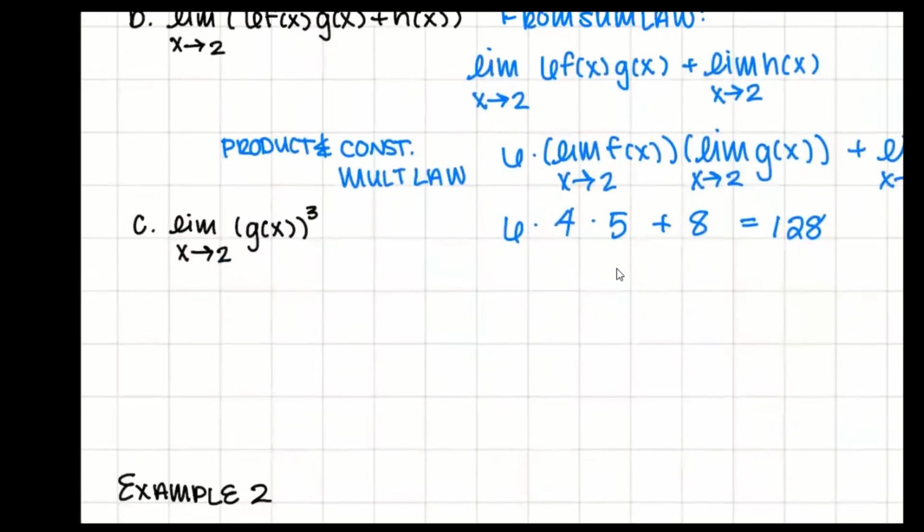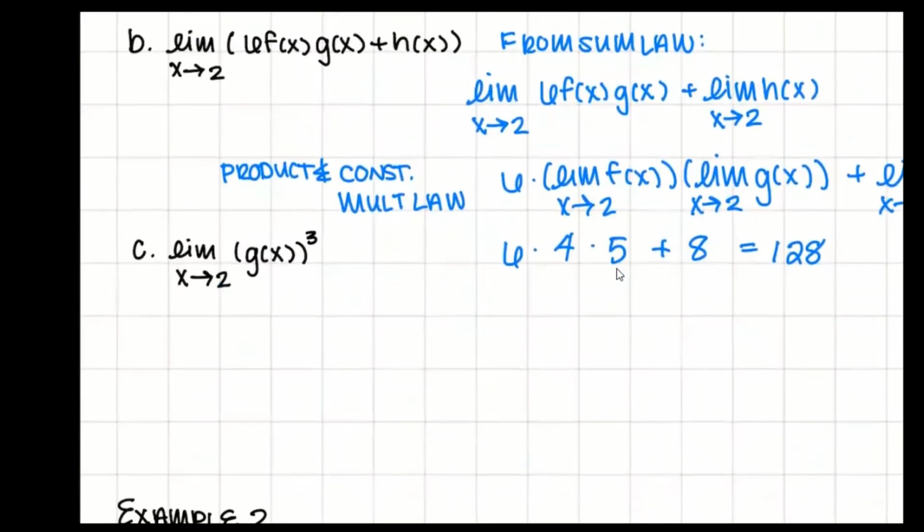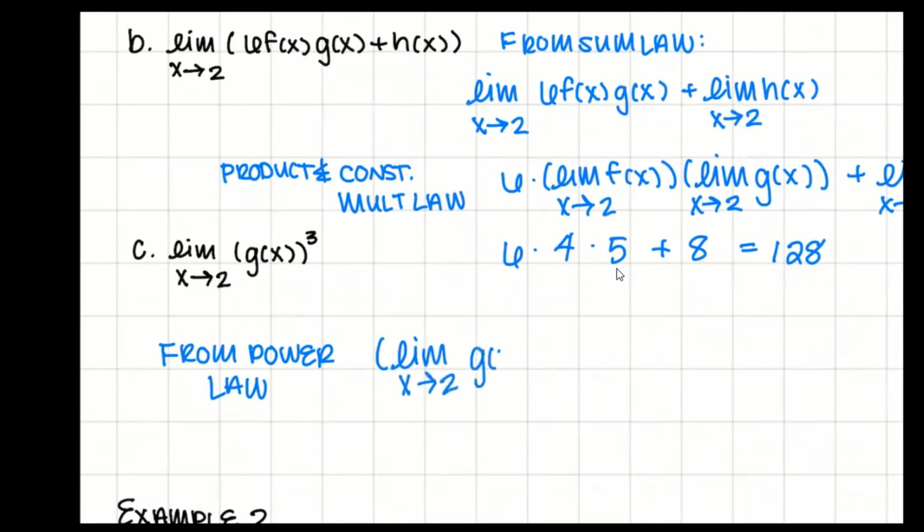So let's go ahead and finish strong, and this time we're going to be using the power rule. So from the power rule, we get to pull that cubed term all the way out, and we are interested in the limit as x approaches 2 of g of x, whatever that value is, which happens to be 5, and we're going to raise that to the power 3, and our result is the value 125.